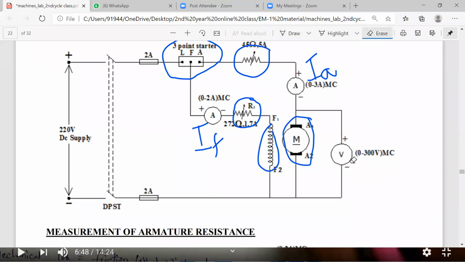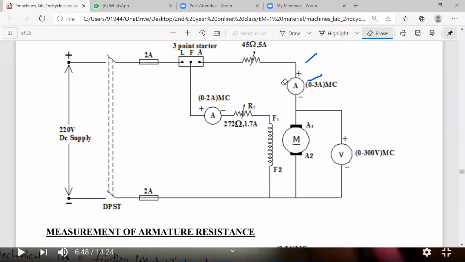So this is the circuit diagram for conducting the test to determine the separation of losses. To conduct the test, we use this circuit diagram. So this is the input voltage, 220 volts, starter, armature rheostat, field rheostat, field ammeter, armature ammeter. This voltmeter measures the voltage across this armature.